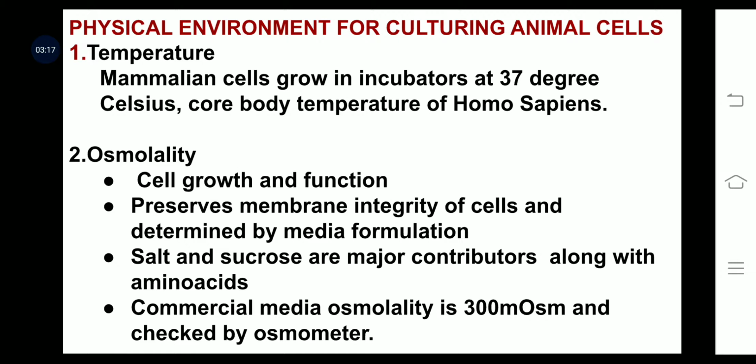Second parameter is osmolality. It's very much required for cell growth and function. Osmolality helps to preserve membrane integrity of cells, and it is determined by media formulation. Means the components of the media determine the osmolality. Salt and sucrose are major contributors along with the amino acids. Commercial media osmolality is 300 mOsm, and it is checked by the osmometer.